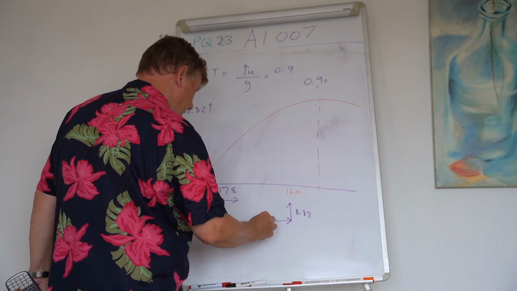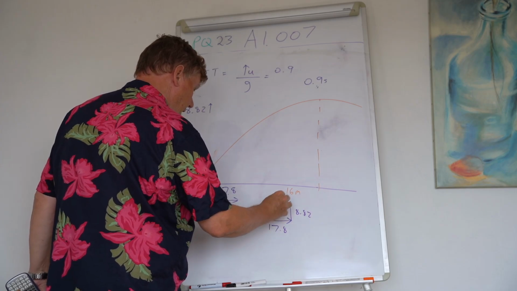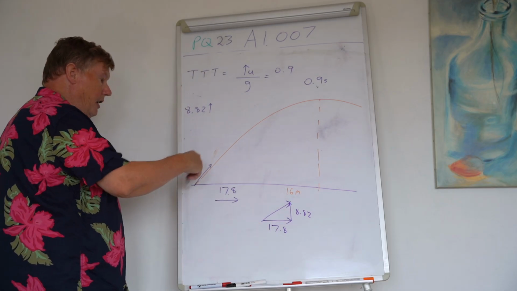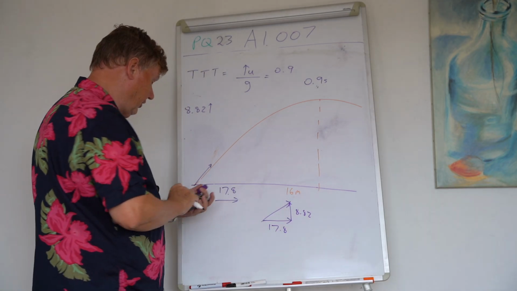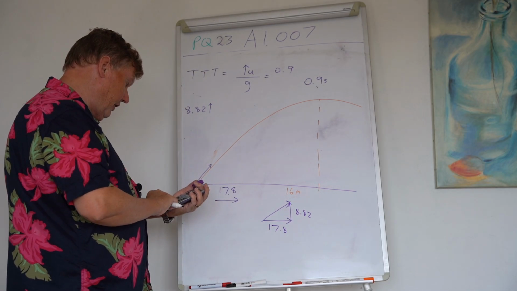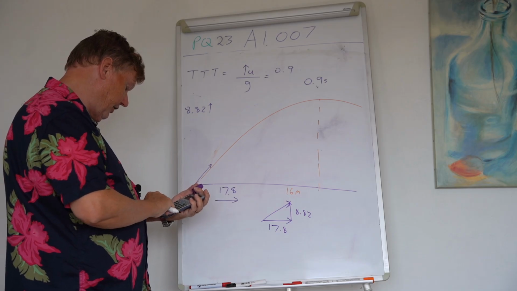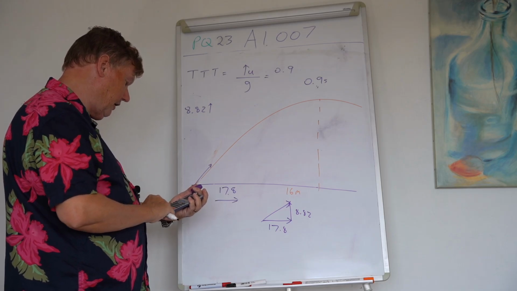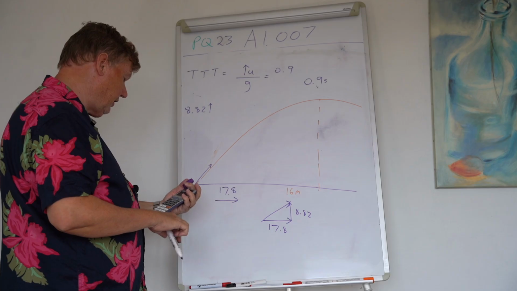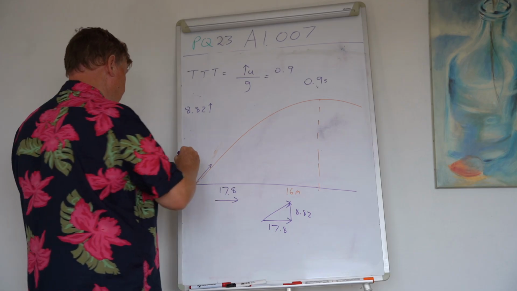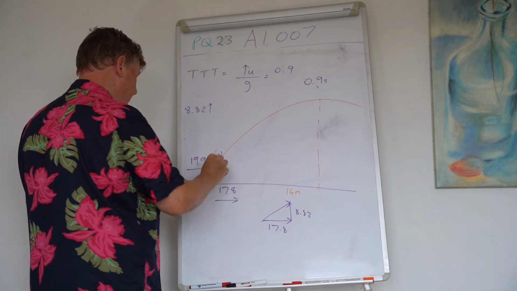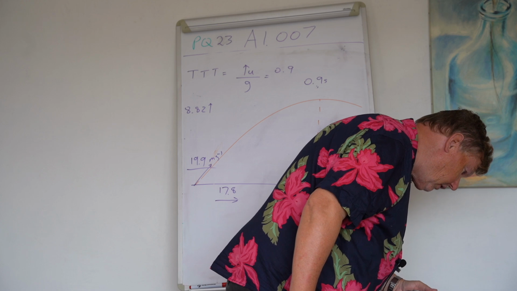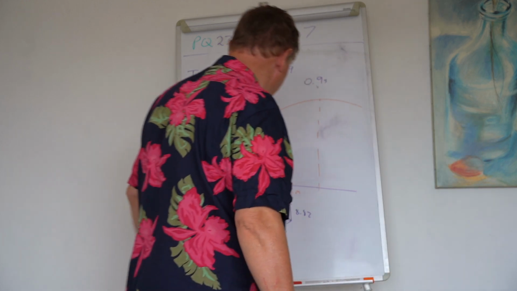We've now got a Pythagoras situation, and to work out the hypotenuse, which is the speed at which it left, we just use Pythag on that. 8.82 squared plus 17.8 squared, square root the answer, 19.86, 19.9 metres per second.